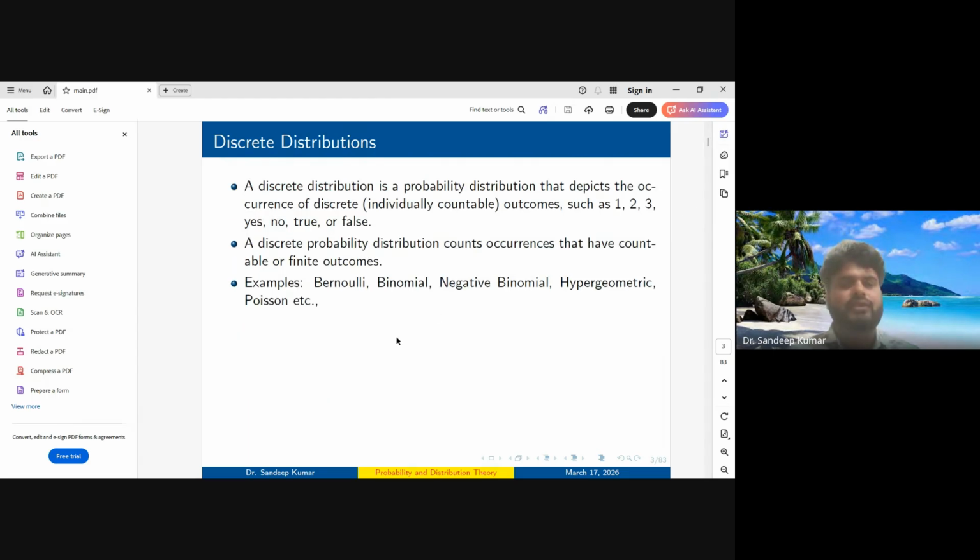And discrete distribution is a probability distribution. So here you should know about probability, because it is very important. And what is probability? Probability is a measure of how likely an event is to occur.